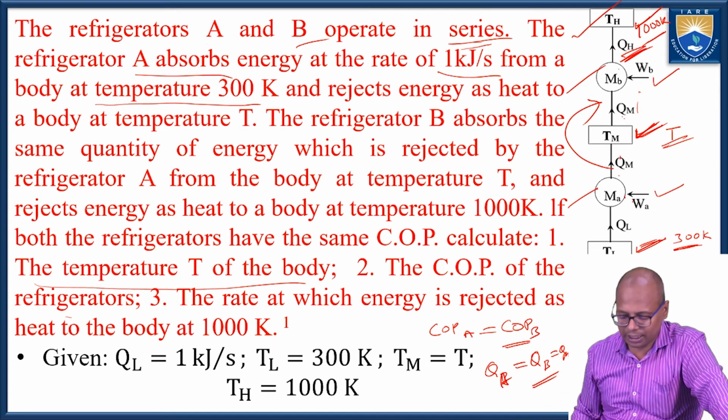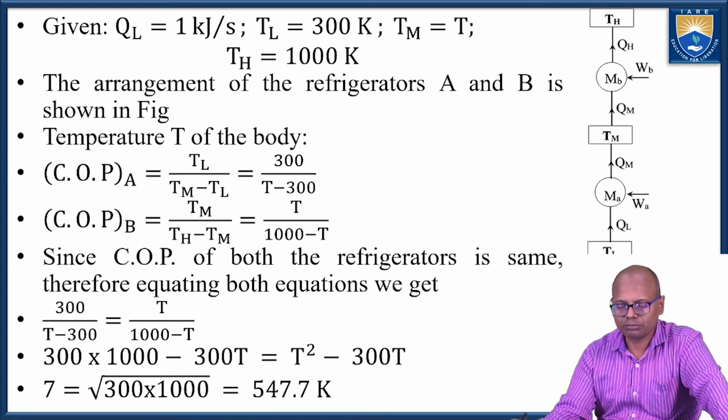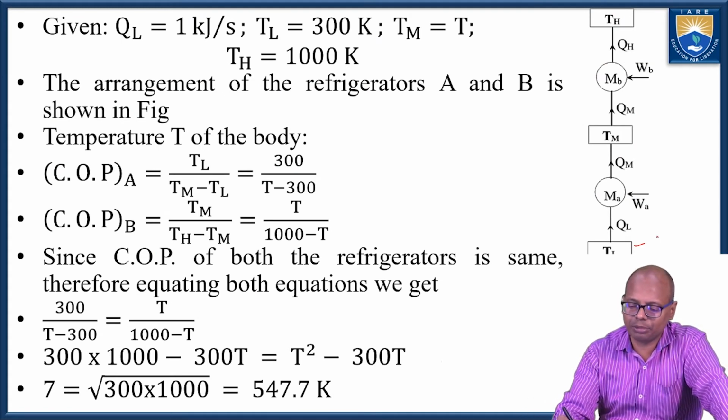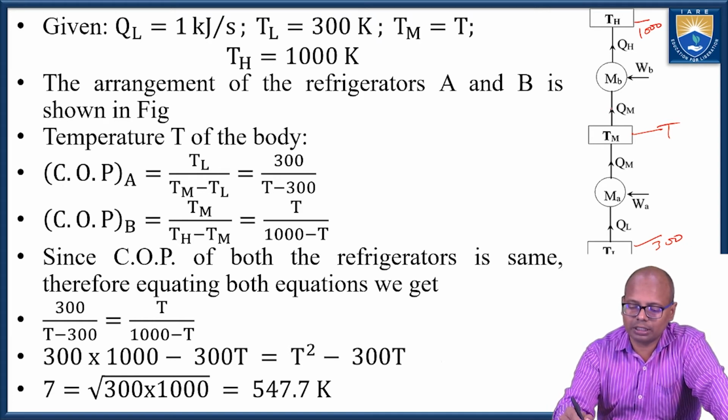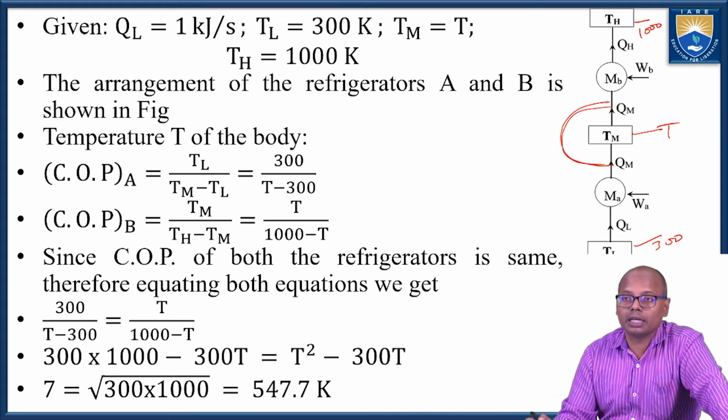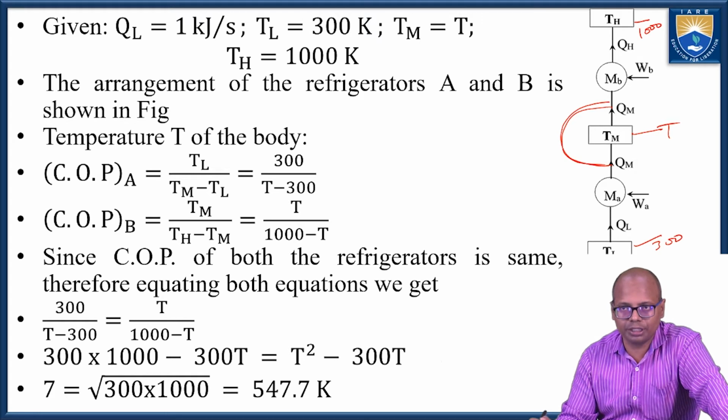So I will take this diagram and move forward. Here this temperature is given, this is 300 Kelvin. This temperature is given, this is 1000 Kelvin. And this temperature I am taking as T. And what else is given? The heat rejected by machine A is equal to the heat taken by machine B. That is also given in the question.